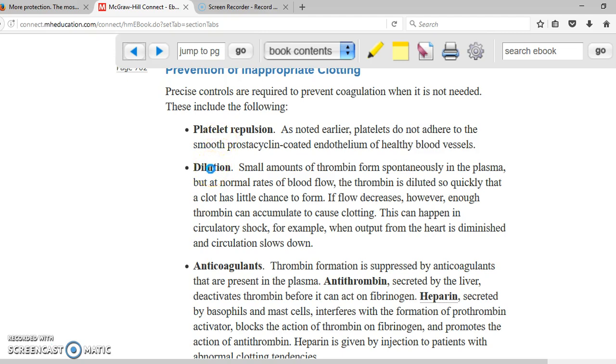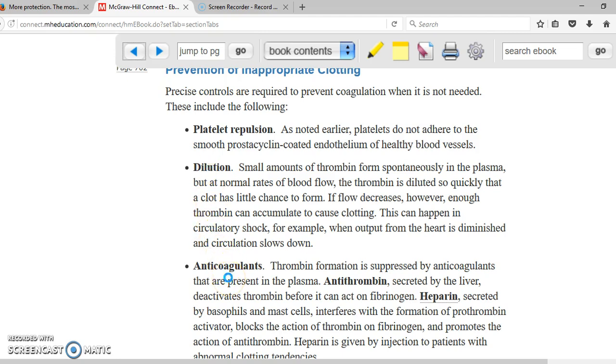Dilution. Again, if we talk about the intrinsic mechanism, that means you can create thrombin because you don't need the blood vessel to get damaged. So in normal circumstances in your body, a certain amount of thrombin gets produced. But we have so much blood, and the blood flows so fast, that it doesn't allow the thrombin to create very big blood clots. Rather, the flow, the speed of the blood, and the amount of blood make this thrombin disappear. It dilutes the thrombin.